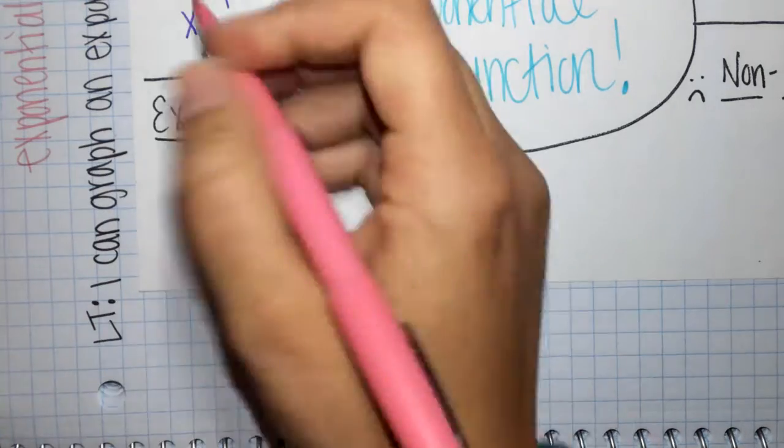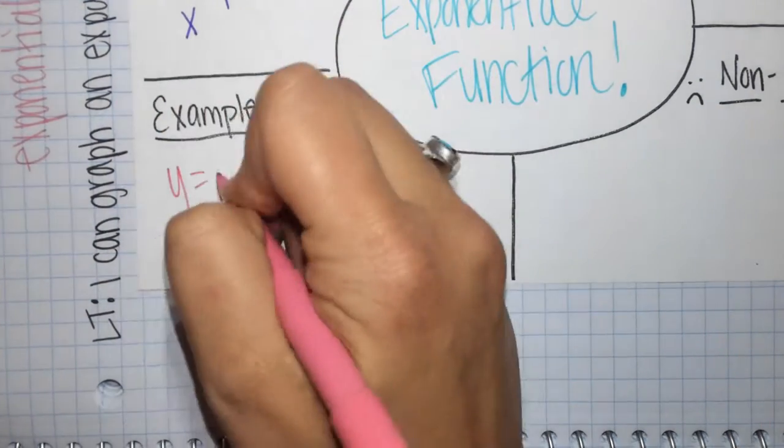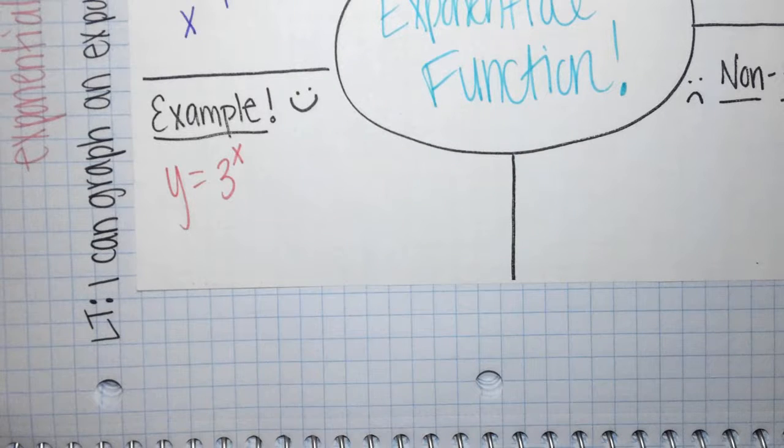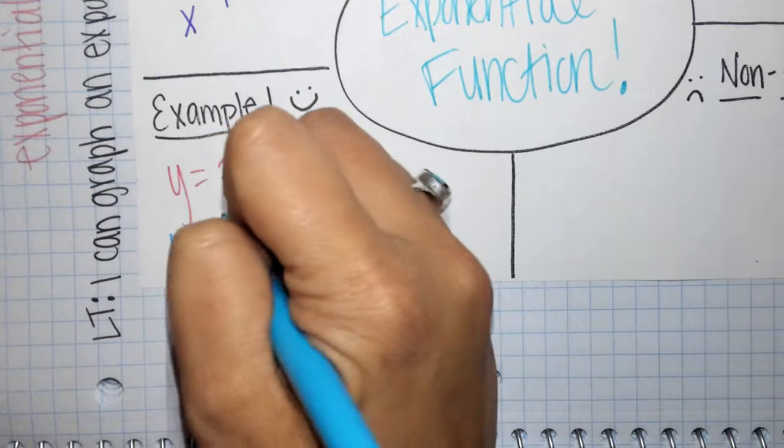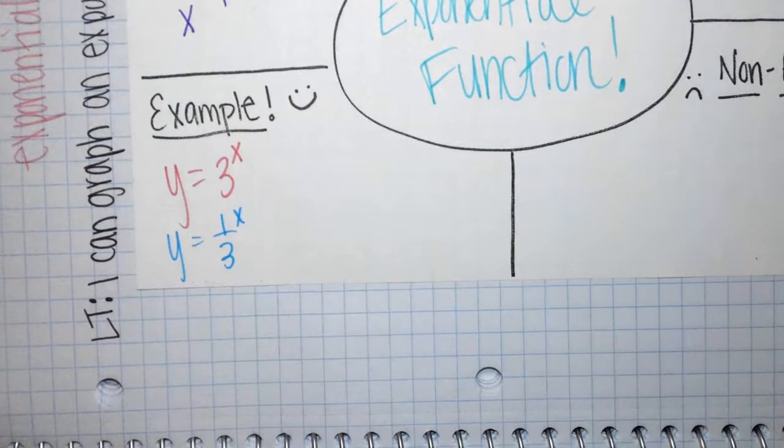Alright, so an example would look like y equals 3 to the x power. Why is this an exponential function? The x is the exponent. What about y equals 1/3 to the x? Still. It still has an x in the exponent.